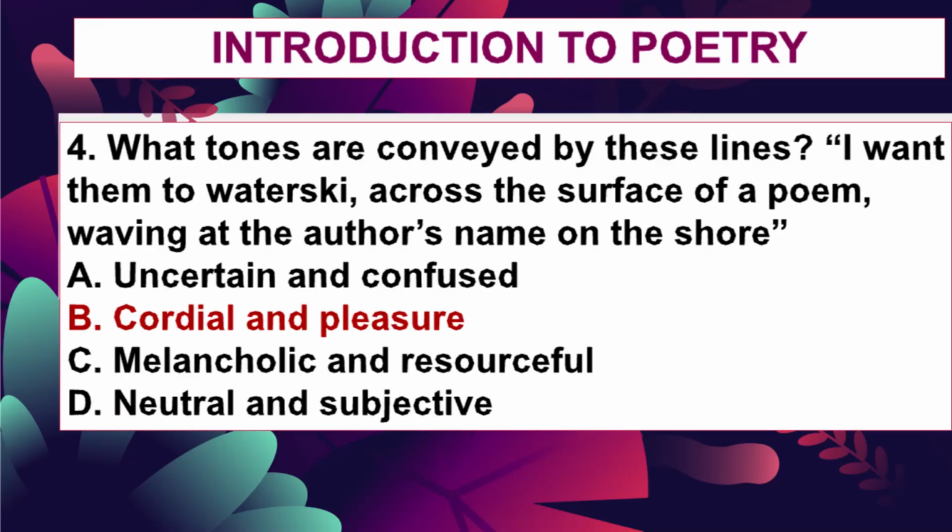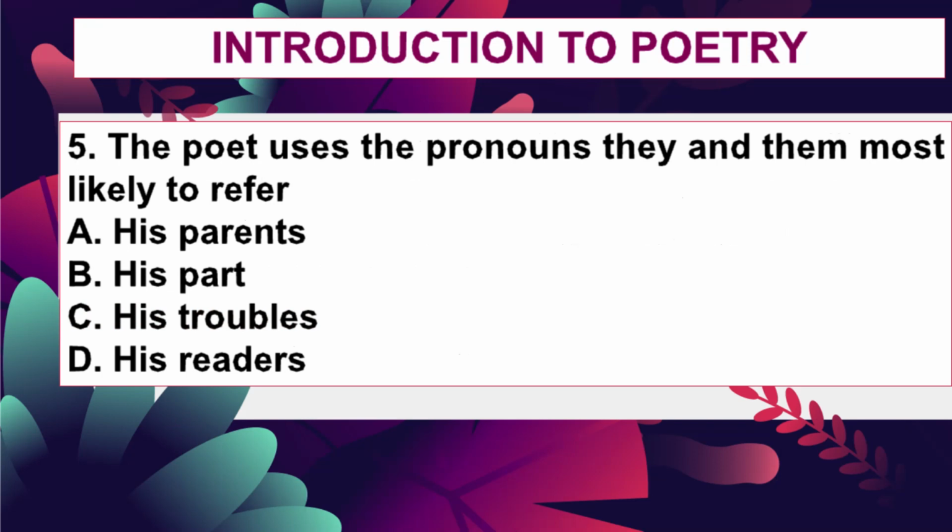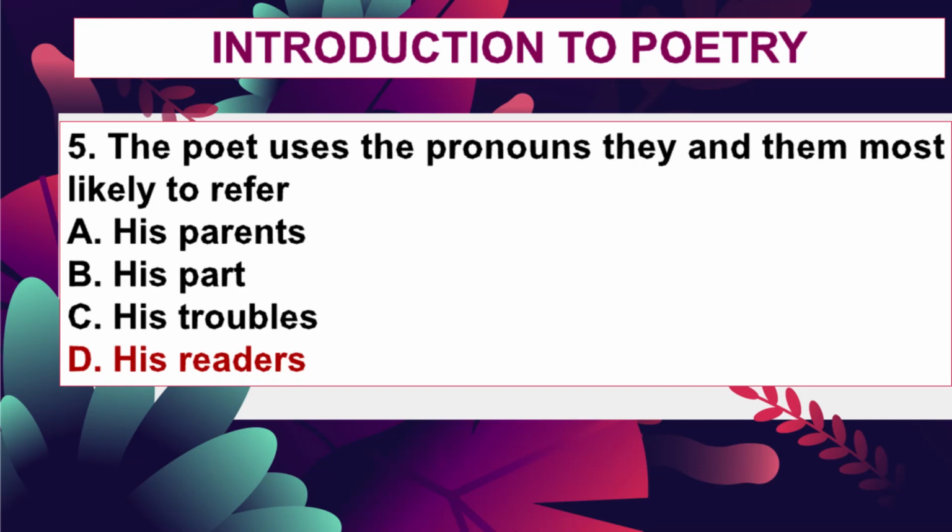Cordial and pleasure. The poet uses the pronouns they and them most likely to refer to: Letter A. His parents. B. His part. C. His troubles. D. His readers. The answer is letter D.